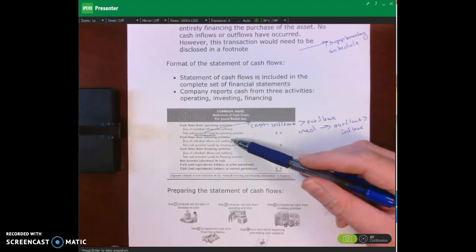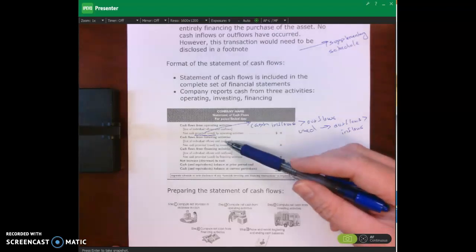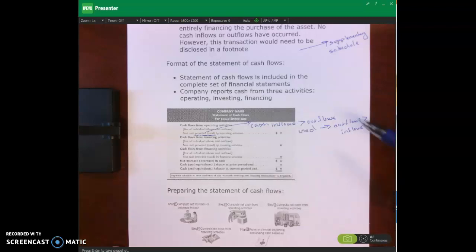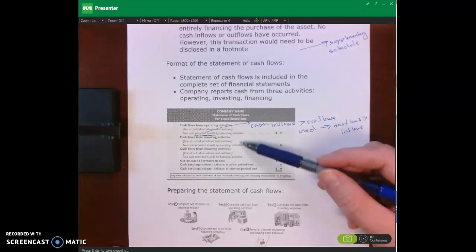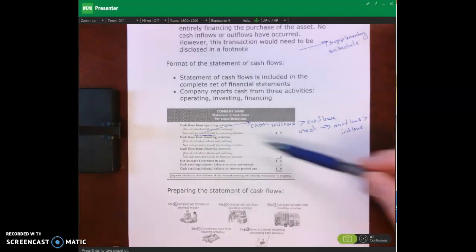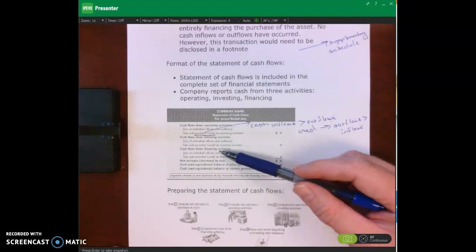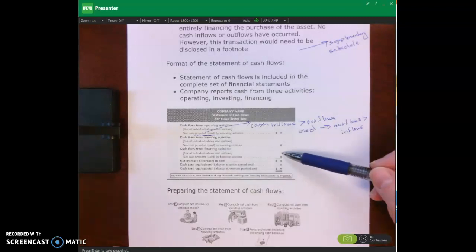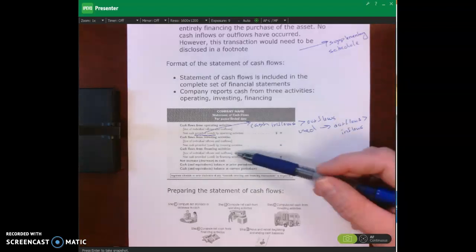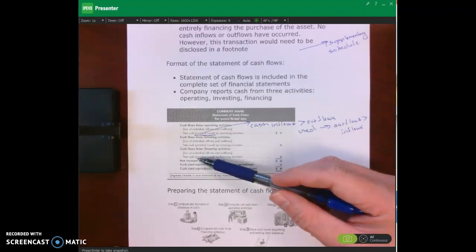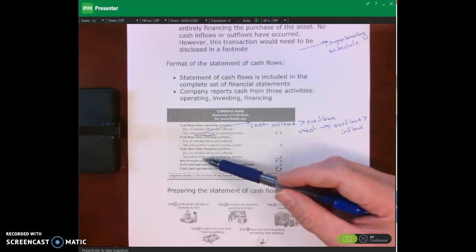Then we do the same thing over here for investing activities. We show, well, we purchased land and then we sold a building, for example. And then we say, was inflows greater than outflows? We say net cash provided. Outflows greater than inflows? We say net cash used, and we list the total. Then we do the same thing down here for financing activities. We issued some bonds, which would be cash inflow. We pay dividends, cash outflow. And then we say, we subtract the inflows from the outflows.